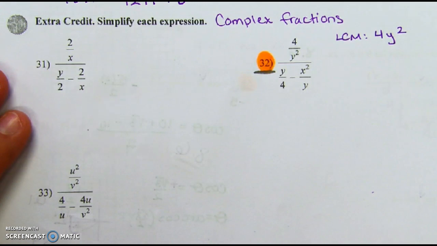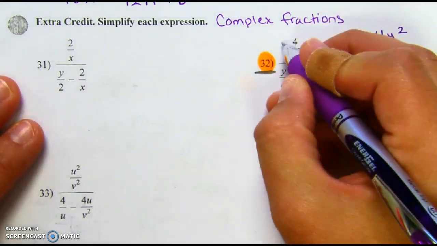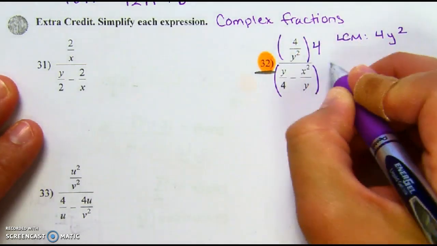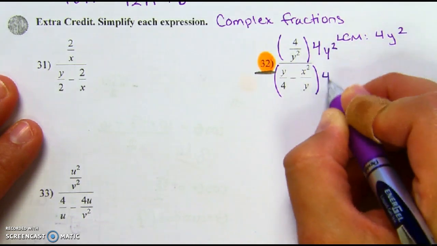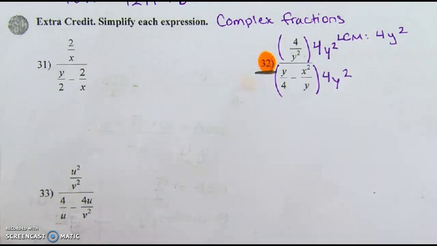4y squared. Now, the shortcut is to take the numerator and the denominator and multiply it by the least common multiple. And when you do that, you take your complex fraction and in one step, you go to just a regular fraction with a numerator and a denominator because all the denominators will cancel because you made sure that all the denominators are represented in this 4y squared.